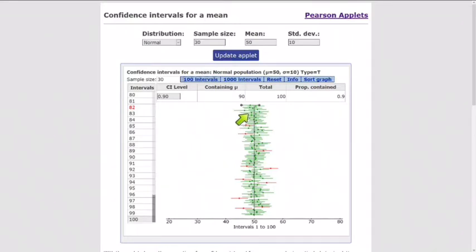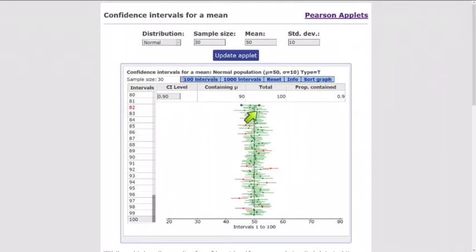All of the green confidence intervals are green because they overlap the true population mean mu, but the red ones missed. So notice up here they're telling us that 90 of them contain mu, and we have 100 intervals here, so that means 10 of them missed. That is exactly what we would expect.